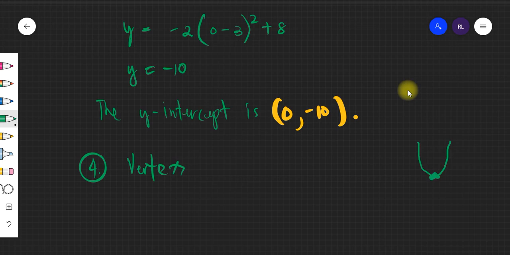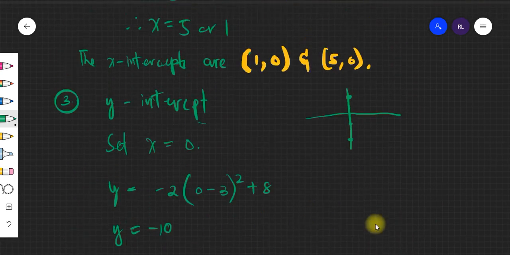So if the graph opens upward, there is a minimum point. If the graph opens downward, there is a maximum point. Okay, that's the maximum. So the vertex may also be called minimum point or maximum point. So obviously the vertex, as discussed, those are the values of h and k.